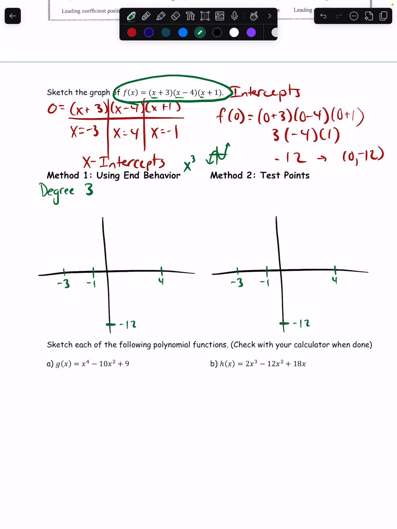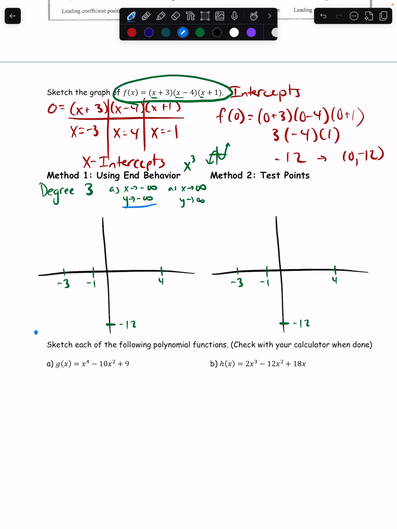So if we look at the end behavior, as x approaches -infinity, that x to the third is also going to be negative, so y is going to approach -infinity. And as x approaches positive infinity, x to the third is going to be positive, so y is going to approach positive infinity. That helps us know where we're going to start. We start in the bottom left, because as x approaches -infinity, y is also approaching -infinity. So they're both going to be negative.